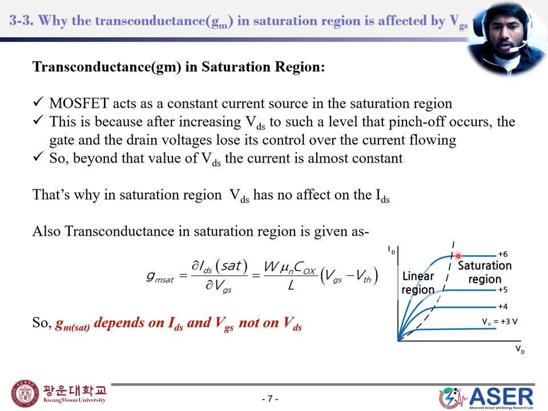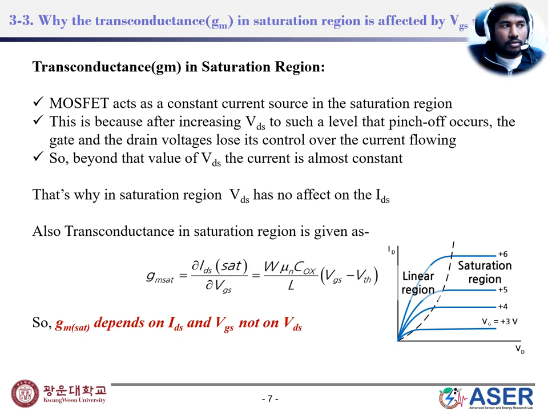And also, from the transconductance equation, we can see that transconductance only depends on IDS and VGS, so we can clearly say that in saturation it depends on IDS and VGS, not on VDS.